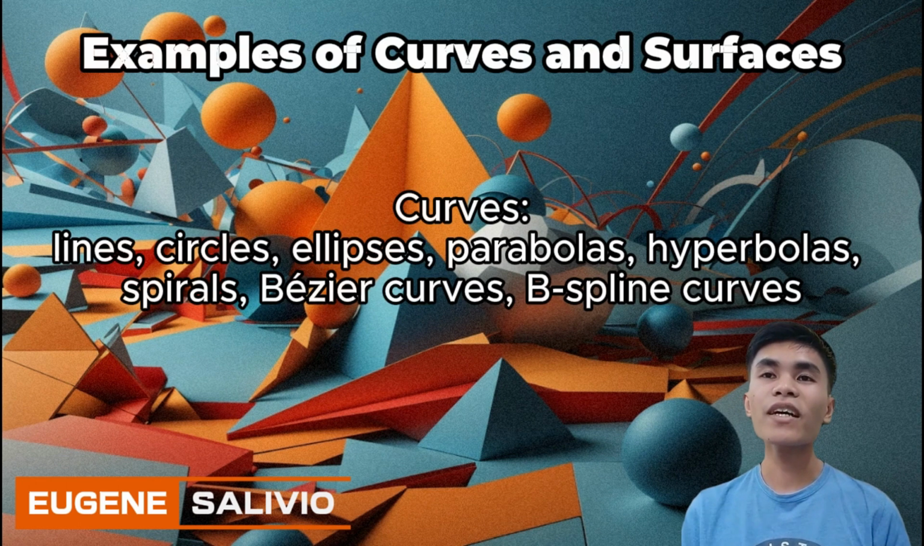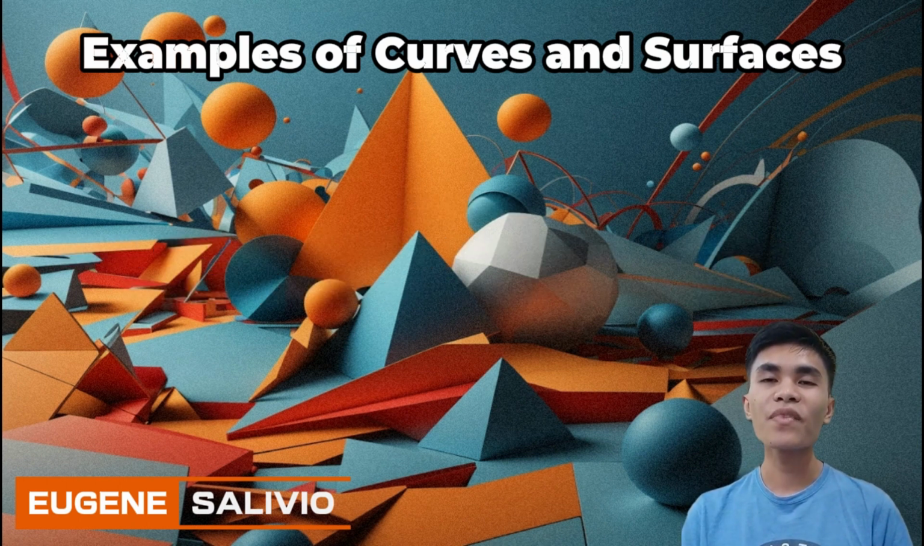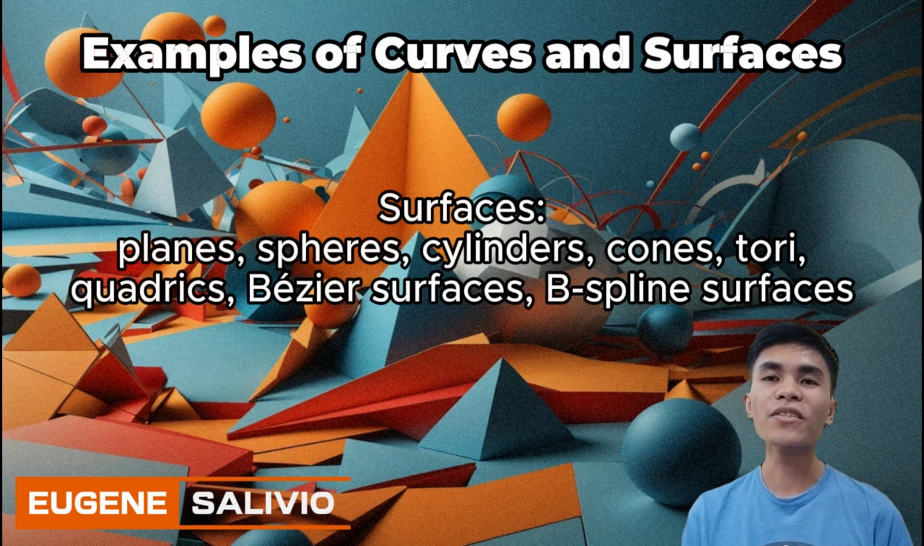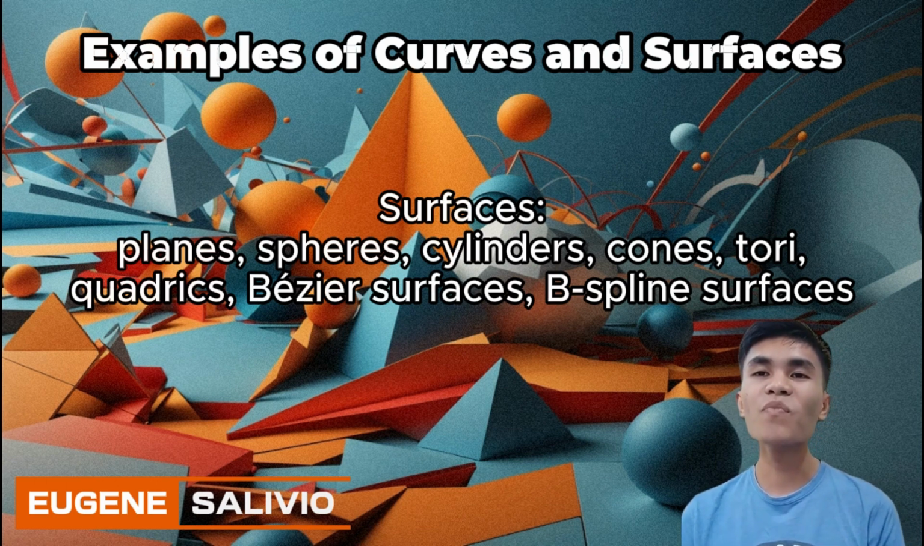Example of curves and surfaces. Here are some examples of common curves and surfaces. For the curves, there's lines, circles, ellipses, parabolas, hyperbolas, spirals, Bezier curves, B-spline curves. And for surfaces, there's planes, spheres, cylinders, cones, tori, quadrics, and Bezier surfaces and B-spline surfaces.